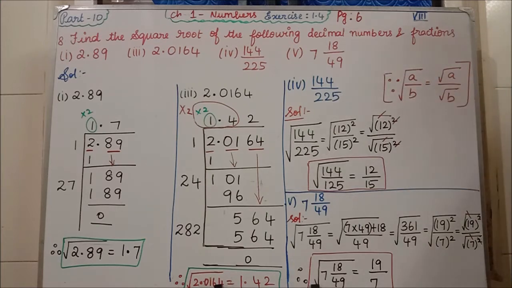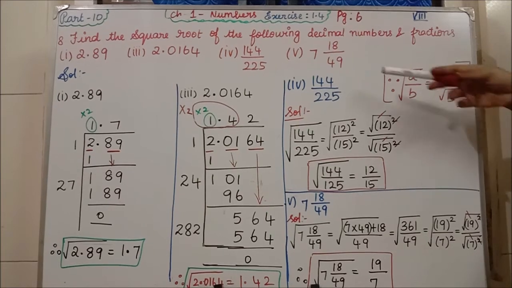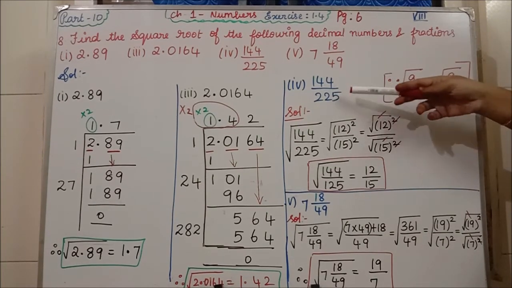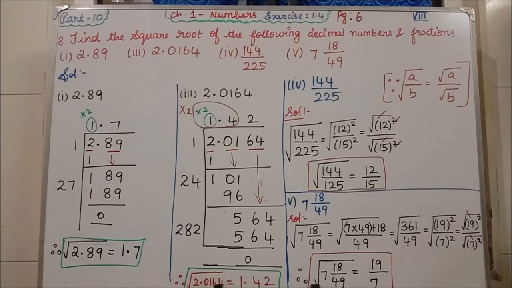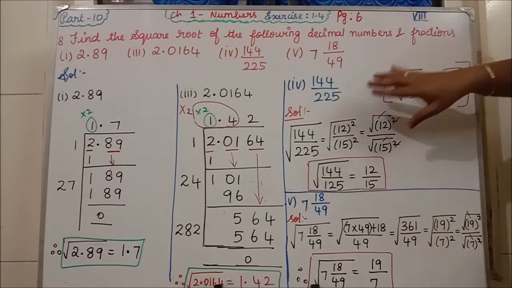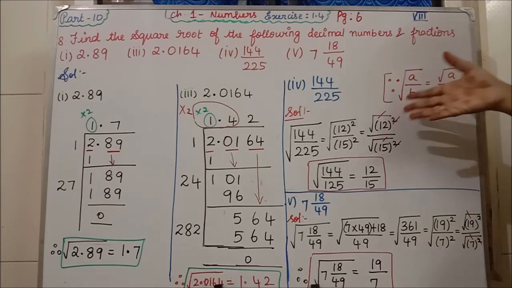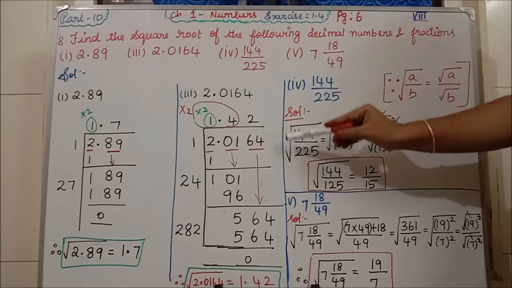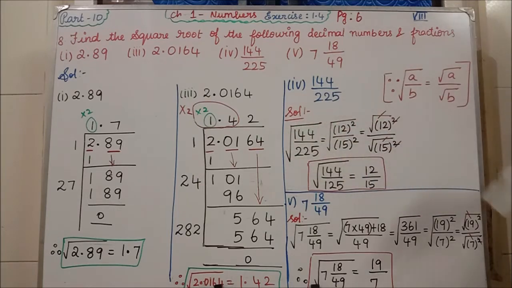Next, we'll see the fourth subdivision. Fourth subdivision is the square root of 144 divided by 225. Okay, so this problem is a very simple and very easy problem. For this, you have to take the square root. Okay, because the question is what? Find the square root only. So for the question I am writing the square root. Then you all know that 144 is what square number? It is 12 square number is 144.